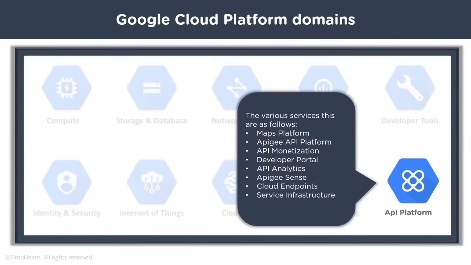If you would be interested in services related to the API platform, then there are different services under this category or this domain. So you have Maps Platform, you have Apigee API Platform, monetization, developer portal, analytics, that is API analytics, Apigee Sense, Cloud Endpoints, and Service Infrastructure. So these are some of the listing of services under each cloud platform domain.